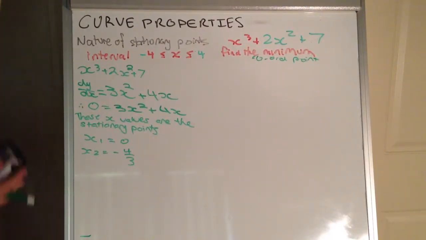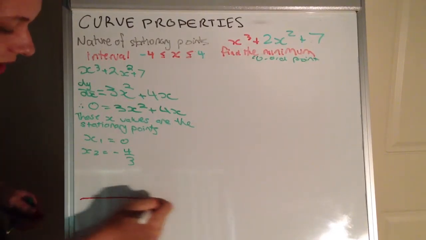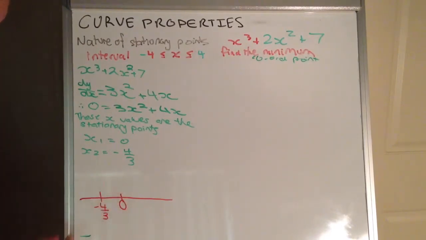And now what we do is we draw a sign diagram, and we want to be able to fill in the gaps. So what would our sign diagram look like? Well, we start off with a number line, and I'm going to switch to red because I reckon it's going to look nice. And we have our stationary points, -4/3 and 0, something simple like that. Of course, that isn't necessarily really good to scale. It would look something similar to that.